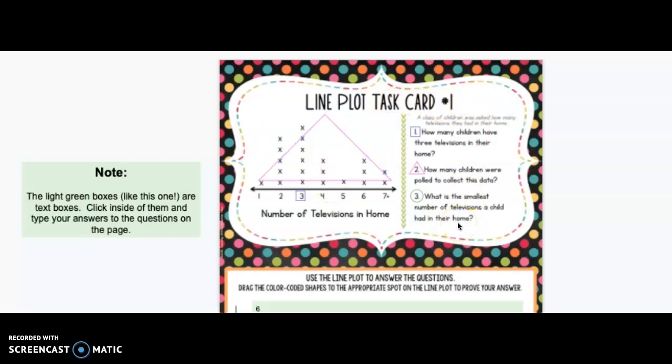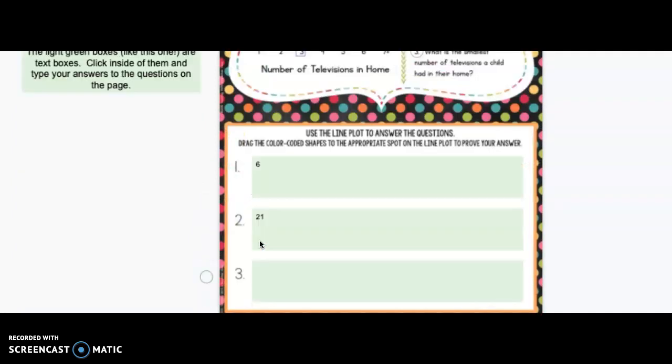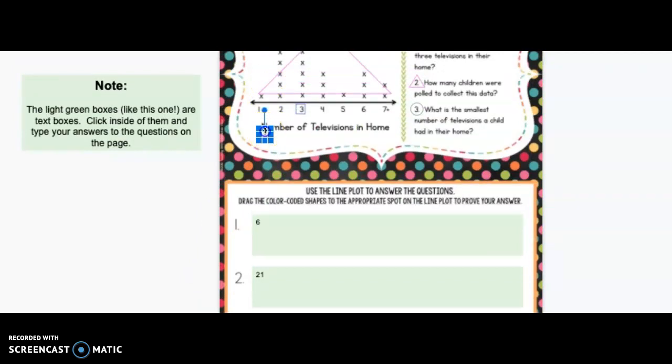What is the smallest number of televisions a child had in their home? Okay, not the smallest amount of students who had that, because only 1 student had 5 and only 1 student had 1. But the fewest number of televisions, down here says numbers of televisions, that would be 1. So I'd scroll down. I would put, oh, I scrolled too far. There we go. I would put a number 1 in my box. And now I'm going to drag this circle. Where did my eyes look? My eyes looked right here.